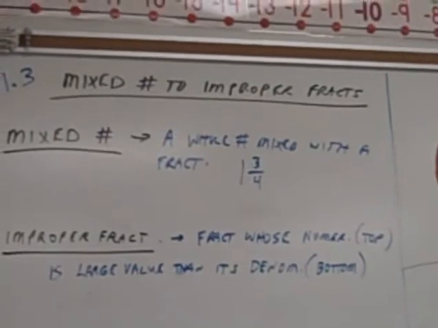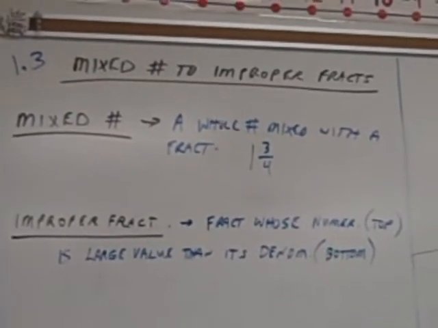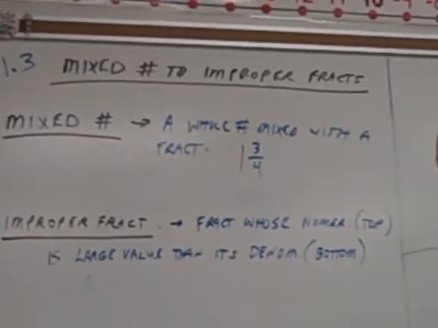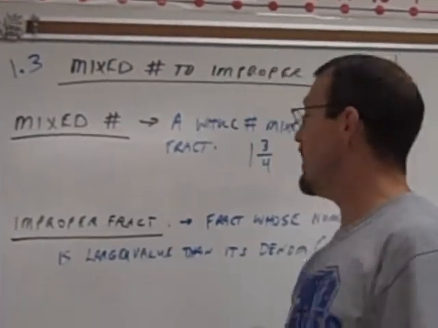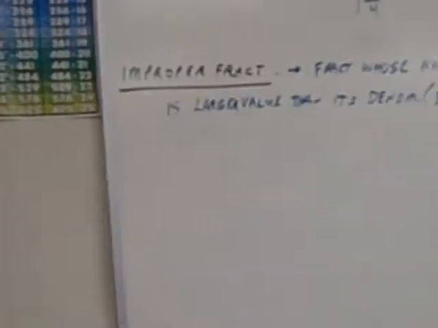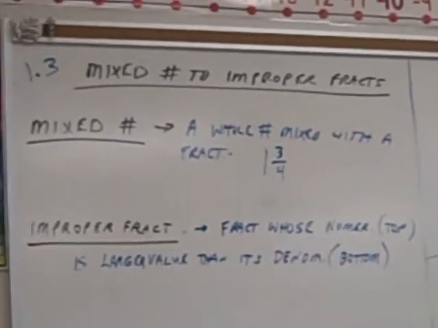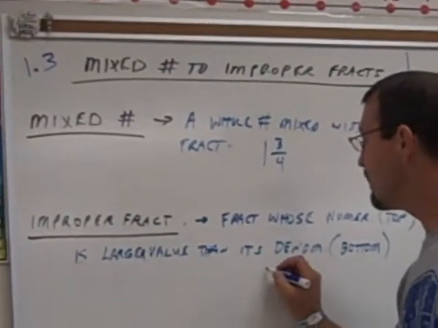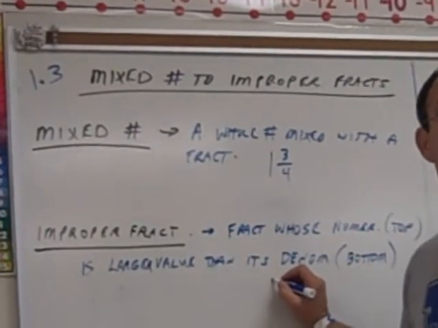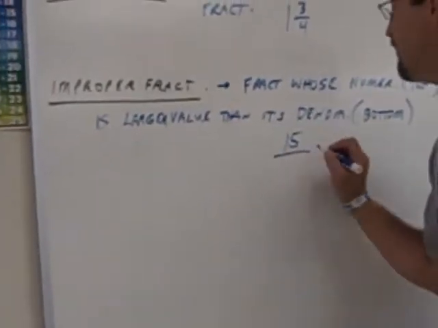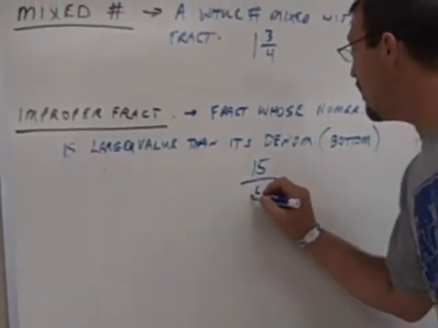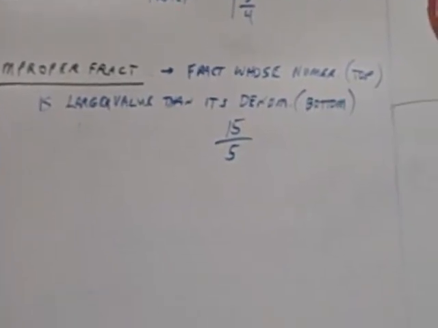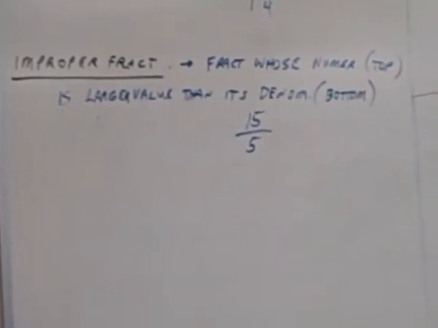A fraction whose numerator is large. Oh, I forgot a letter. Which letter? Thank you. I sometimes misspell things. Larger than its bottom. So what does one look like, Grace? 15 on the top, and 5 on the bottom. That is an improper fraction. It just doesn't look right, does it? So it's improper. It doesn't look right.